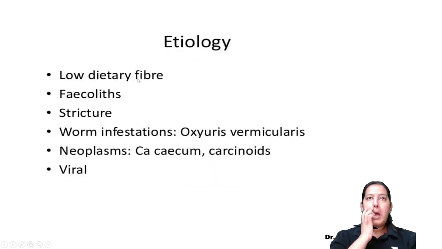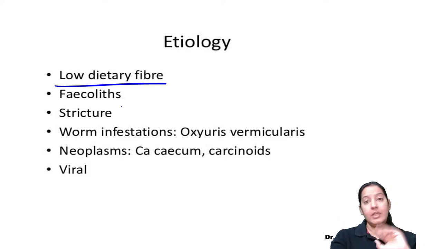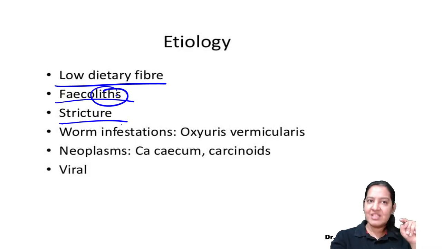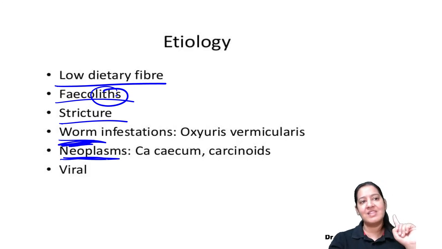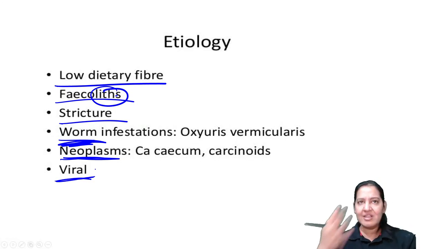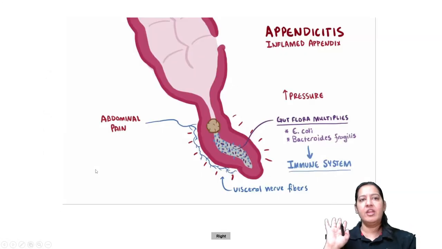Why does acute appendicitis occur? The person who eats low fiber in the diet, they don't eat fruits, they don't eat fiber. The person who is having stones inside the stools, the person who is having stricture, the person who is having worms, parasitic infection, some cancers or viral infection. These are the risk factors for acute appendicitis.